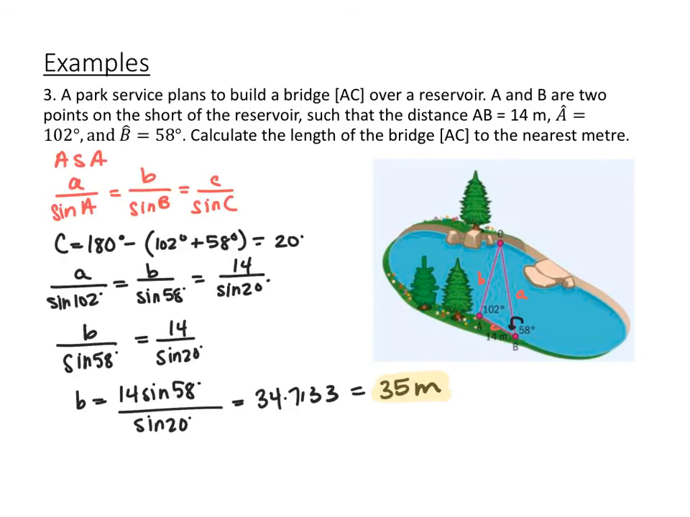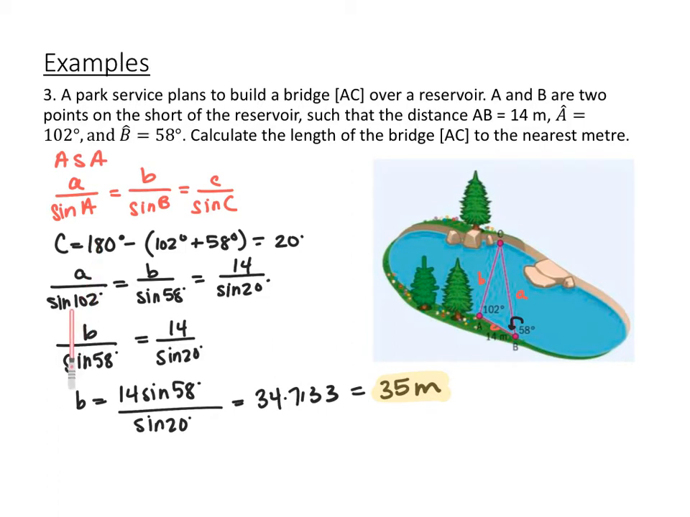So we have an angle, side, angle triangle, so we can use the law of sines. So I set up the law of sines here. Side A over sine of angle A is equal to side B over sine of angle B, which is equal to side C over sine of angle C. And then the first thing I did was I found my missing angle C, knowing that all three angles in a triangle have to add up to 180 degrees. So I did 180 degrees minus the angles 102 and 58 degrees, and got that this angle C was 20 degrees. So then I set up my ratios with my known information plugged in.